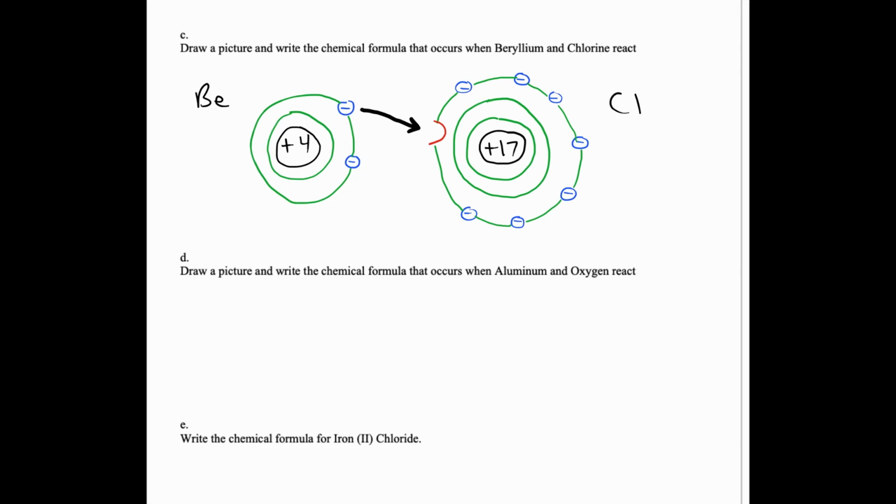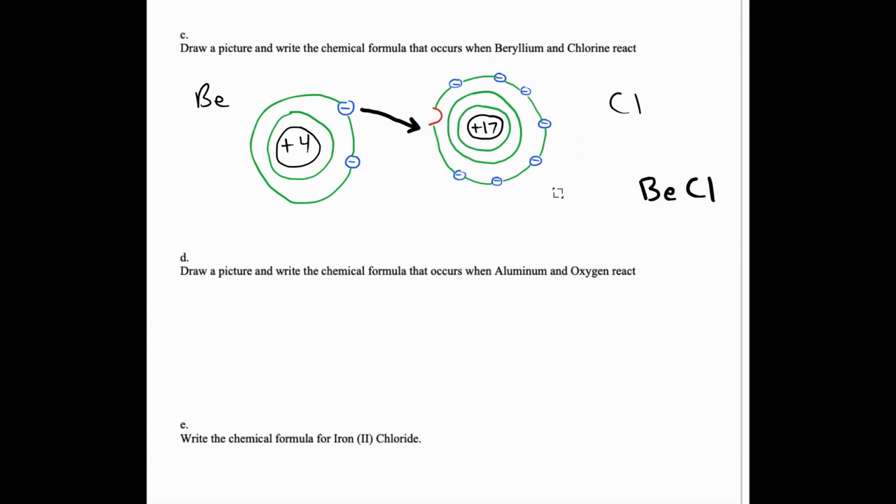So how can we solve this problem? So here the puzzle is not complete. The formula between these two cannot be just BeCl. We need to have everybody satisfied here. So a way we can do that is to bring in another chlorine.